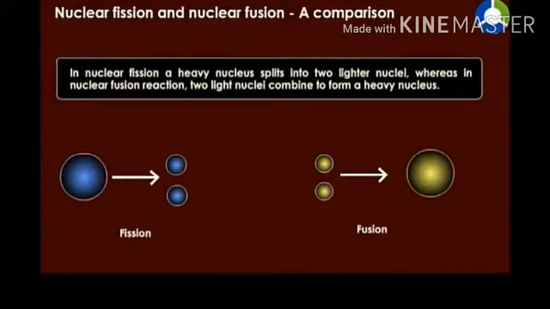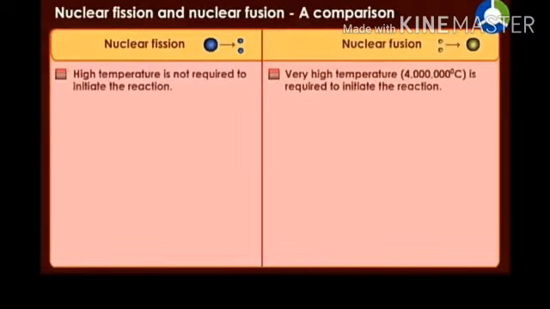Difference between nuclear fission and nuclear fusion reaction. In nuclear fission, a heavy nucleus splits into two lighter nuclei, whereas in nuclear fusion reaction, two light nuclei combine to form a heavy nucleus. The nuclear fission reaction does not require high temperature to initiate. In nuclear fusion, very high temperature is required to initiate.